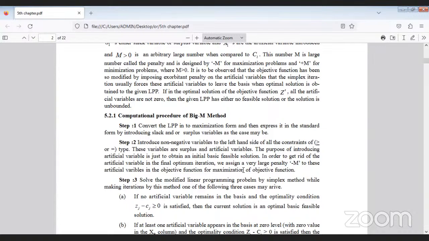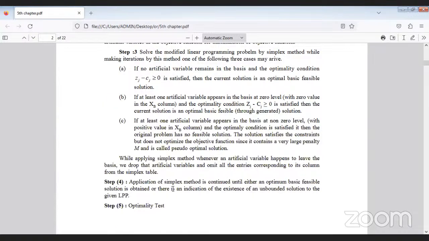If no artificial variable remains in the basis and the optimality condition Zj minus Cj greater than or equal to 0 is satisfied, then the current solution is the optimal feasible solution. If at least one artificial variable appears in the basis at zero level, that is, with value 0 in the XB column, and the optimality condition is satisfied, then the original problem has no feasible solution.